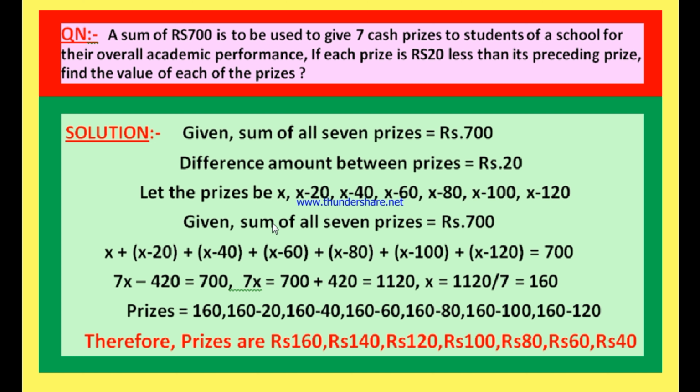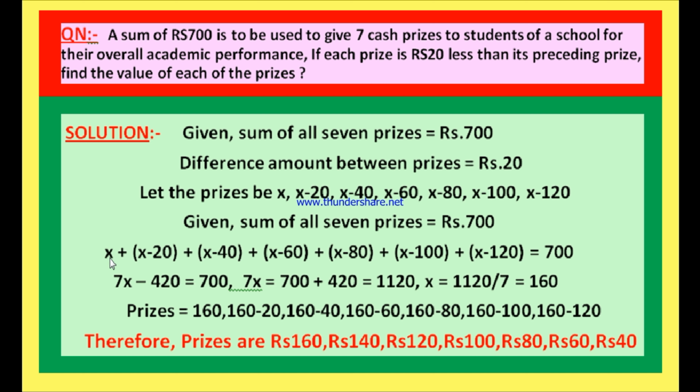It is given that the sum of all 7 prizes is 700. Therefore, the first prize x, second prize x minus 20, third prize x minus 40, fourth prize x minus 60, x minus 80, x minus 100 and x minus 120. If you sum up all these prizes, then it should be 700. If you add, you verify x plus x plus x plus, like this you can find 7 x's.